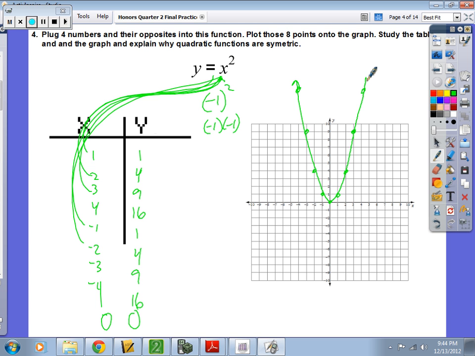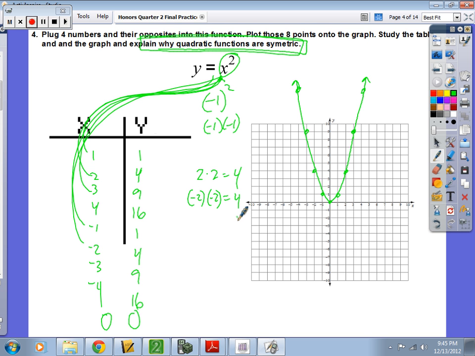Okay, now all parabolas are symmetric. But here's the question. Look at the table. Look at the graph. Why are they symmetric? It has everything to do with your exponent being a 2. Because anytime you square something, you can square a 2, and if I square 2, I get 2 times 2, that's 4. But you can square a -2 times a -2 and still get the same outcome.